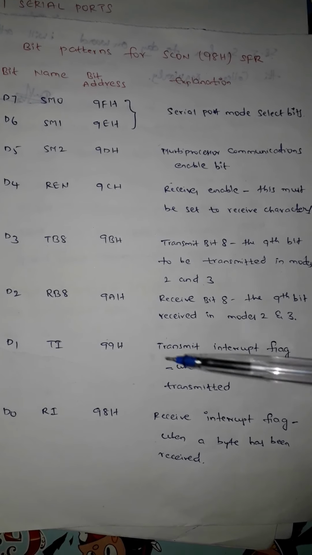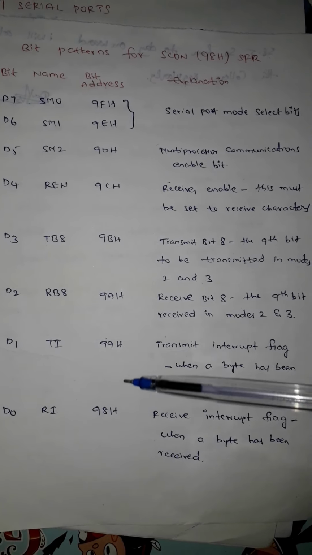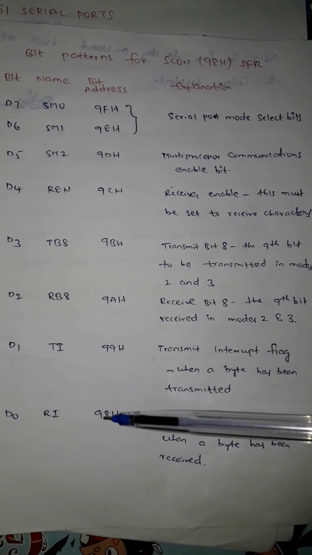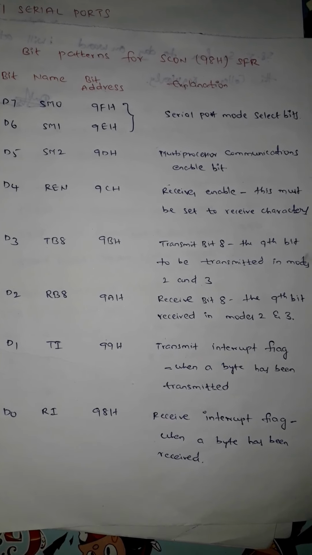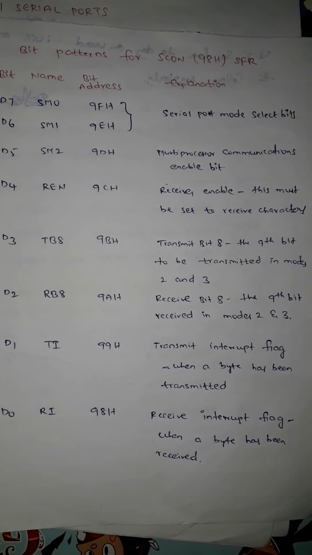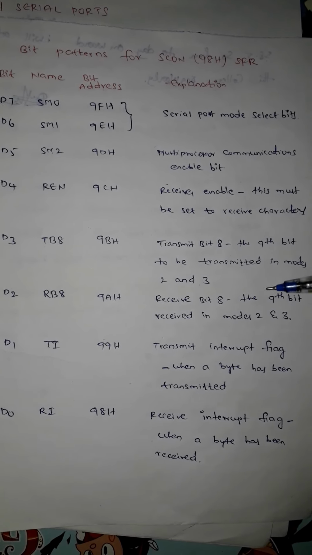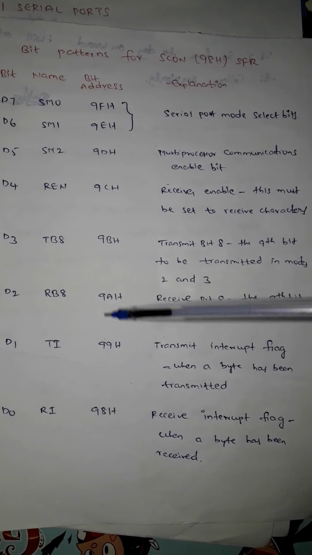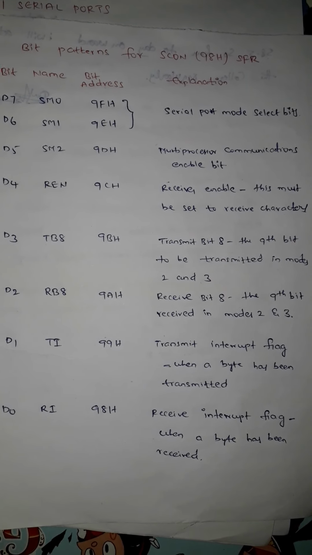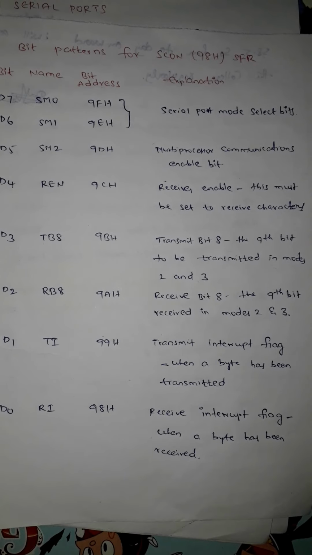And then you also have interrupt flags. One is the TI and the other one is the RI. Once the data is transmitted completely, it generates an interrupt called the TI interrupt. That is on the D1 bit. If this D1 bit is set, that means the data is transmitted completely, and it is ready to transmit another data.